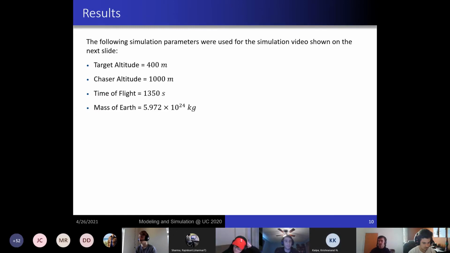So our next slide is going to include a video of one of our simulations. I wanted to go through the parameters first. We set the altitude for the target to 400 meters, and the initial chaser altitude is set to 1,000 meters. The time of flight for the target to reach the chaser is 1350 seconds, and we set the mass of the Earth to be 5.972 times 10 to the 24th kilograms.